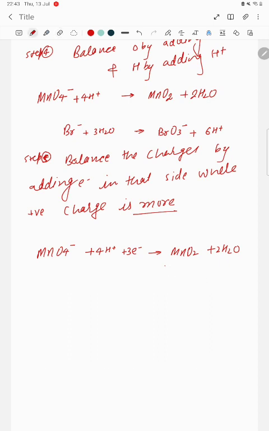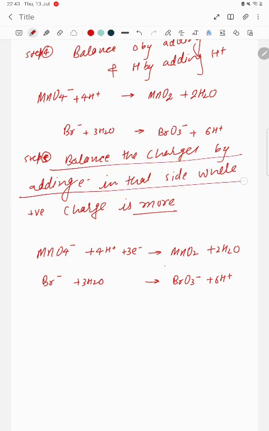Now the next equation, student. Here we have Br minus and 3H2O. This side it is going to give BrO3 minus plus 6H plus. Now the rule says balance the charges by adding electrons on the side where positive charge is more. Here you see there is no positive charge, only negative. Here 6 positive charge is there, so we need to add on this side. So here is 1 negative charge.